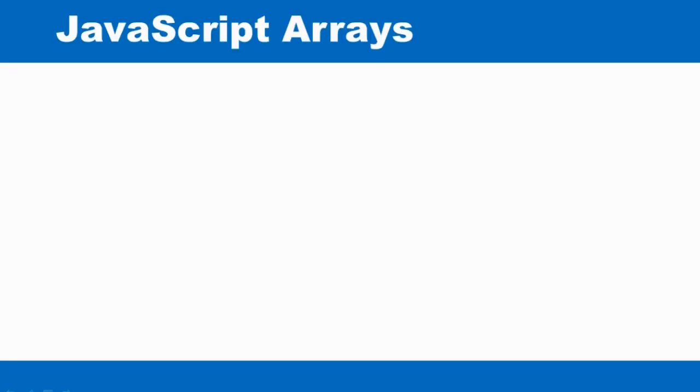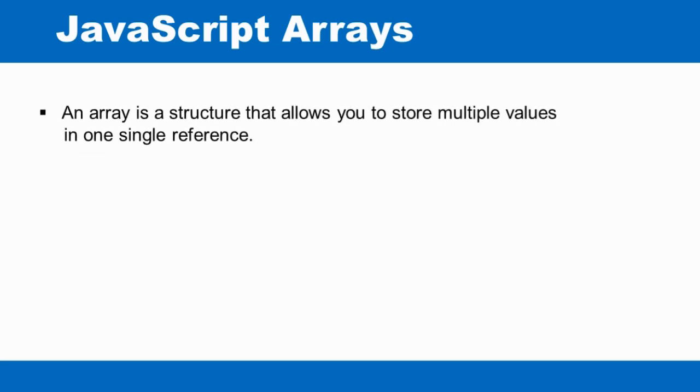What is an array? An array is basically a structure that allows you to store multiple values in one single reference. Basically, what that means is that it stores multiple values in a single variable. So an array is a special variable which can hold more than one value at a time, in comparison to a variable that can only hold one value at a time.